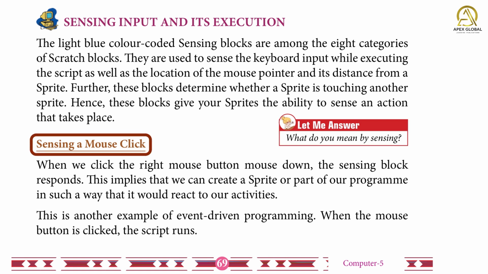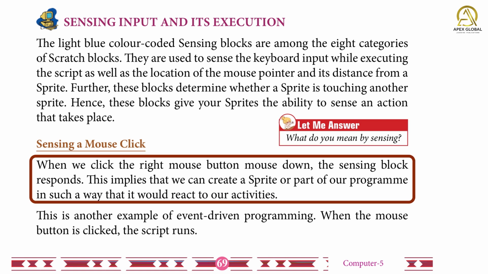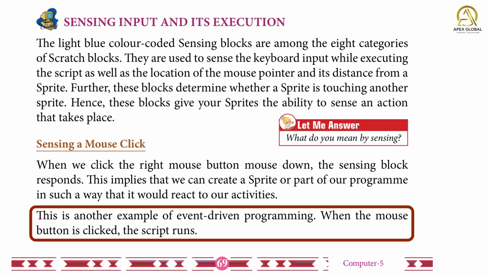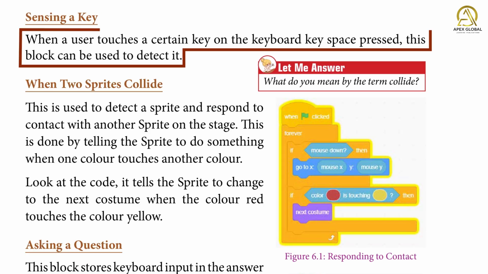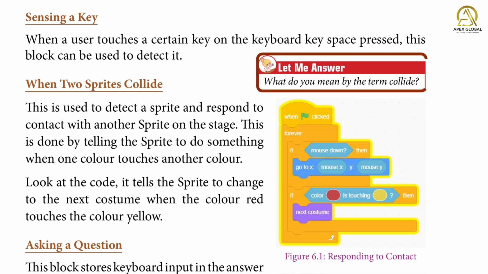Sensing a mouse click. When we click the mouse button, the mouse down sensing block responds. This implies that we can create a sprite or part of our program in such a way that it would react to our activities. This is another example of event-driven programming. When the mouse button is clicked, the script runs. Sensing a key. When a user touches a certain key on the keyboard, such as key space pressed, this block can be used to detect it.